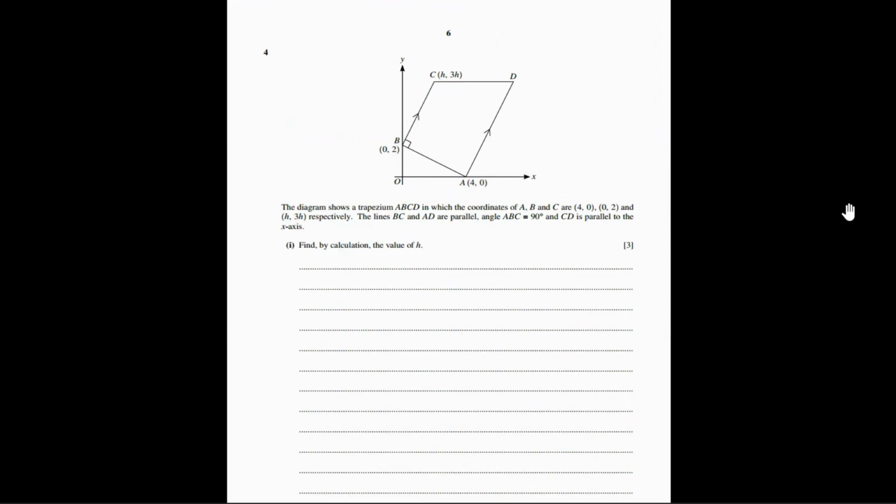C are 4, 0, 0, 2, and H, 3H respectively. The lines BC and AD are parallel. Angle ABC is 90 degrees and CD is parallel to the x-axis. Find by calculation the value of H.